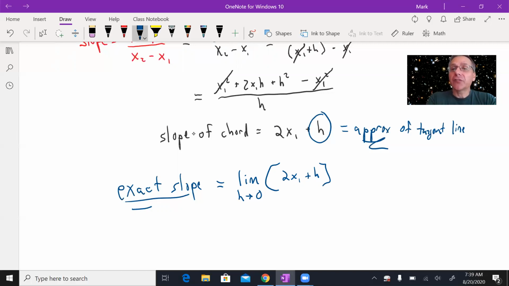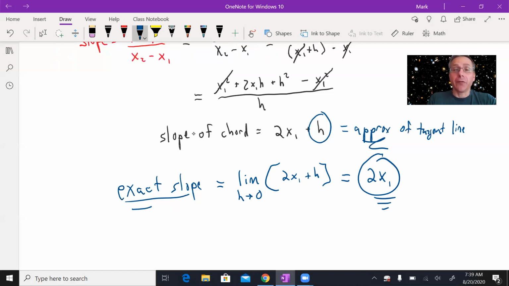Where that h value gets so small, effectively it doesn't really matter anymore. And whatever h is left in your slope equation, it becomes 0 for all practical purposes. And whatever's left over, in this case, 2x1, that's the exact slope at that point.